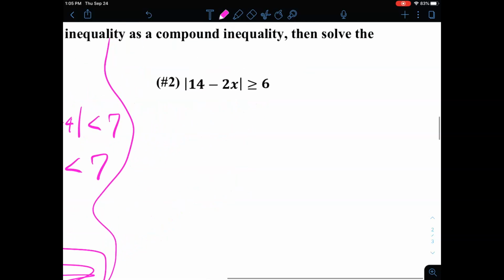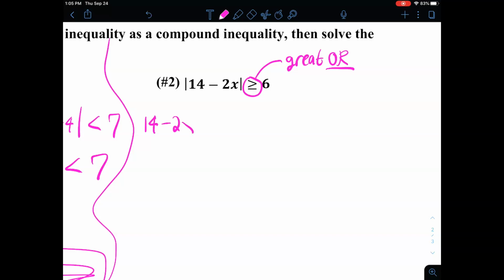All right, number 2. Absolute value of 14 minus 2x is greater than or equal to 6. So is this less than or greater? It is greater. So we're going to do greater. We're going to rewrite this without the absolute values, just normal, and then we're going to flip it and change the sign.